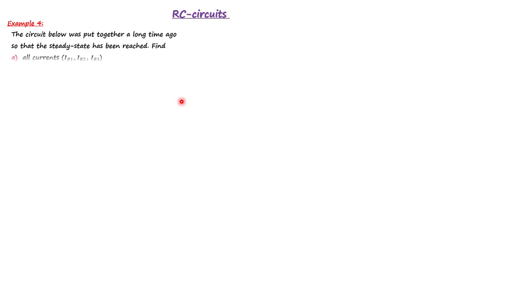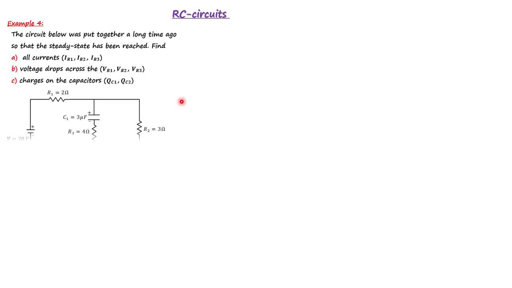Question number 4. In the next two questions, we're going to combine Kirchhoff's law and RC circuit. So this is the question. It says the circuit below was put together a long time ago so that steady state has been reached. So this is very, very important information. We're going to find out all the currents, voltage drops across R1, R2, and R3, and charges on the capacitors. Well, for part A, first revisit this sentence.